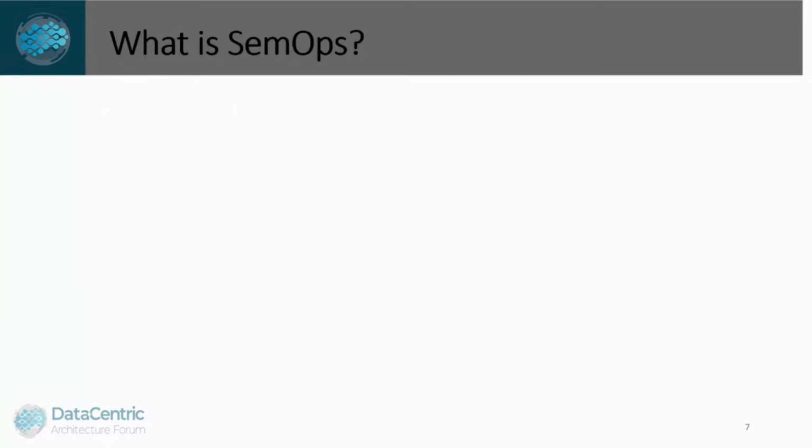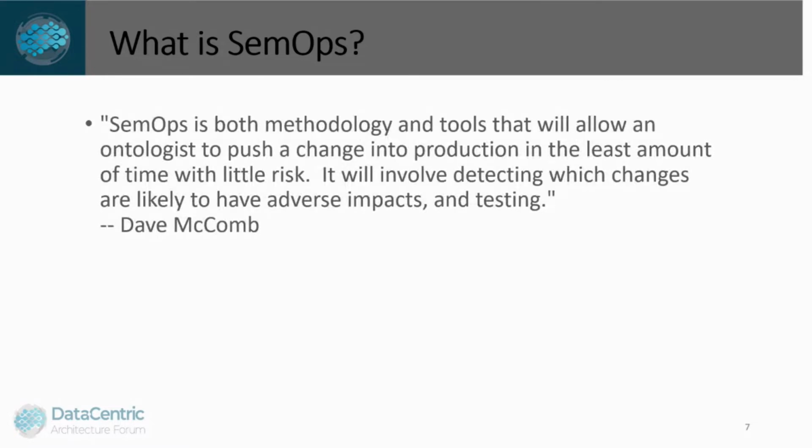So what is SemOps? Our very own Dave McComb had this to say when we first started thinking about this topic. SemOps is both a methodology and tools that will allow an ontologist to push a change into production in the least amount of time with little risk. It will involve detecting which changes are likely to have adverse impacts, and testing. So that's what Dave had to say.